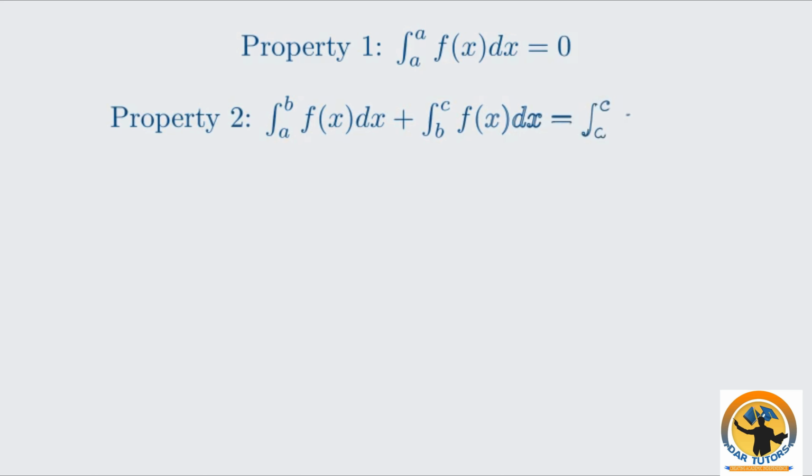The sum of these two areas is simply the total area from a to c. This is known as the additivity property. Let's work through an example to see how these properties are used.